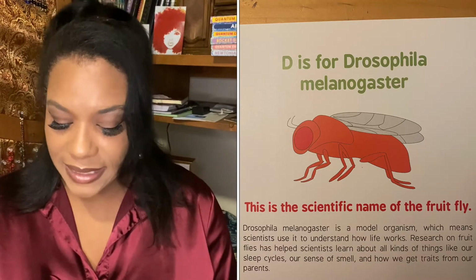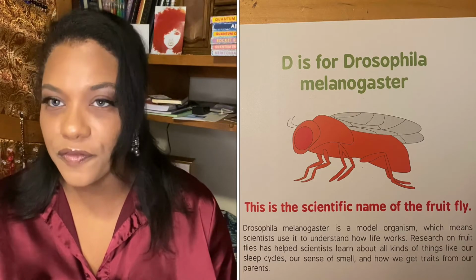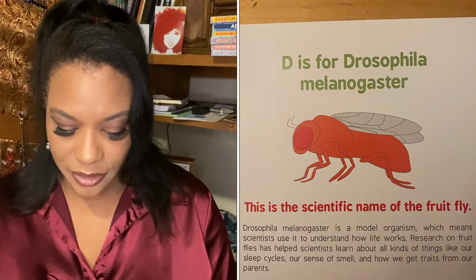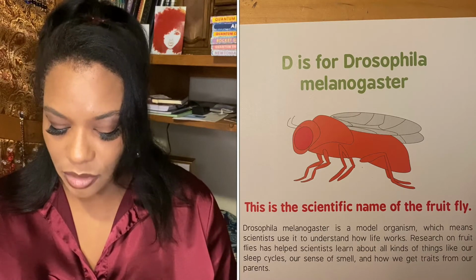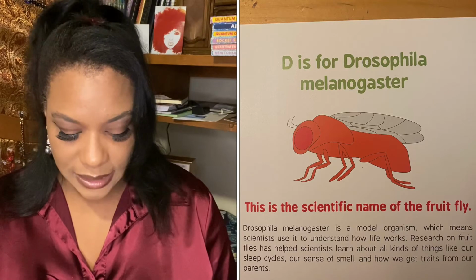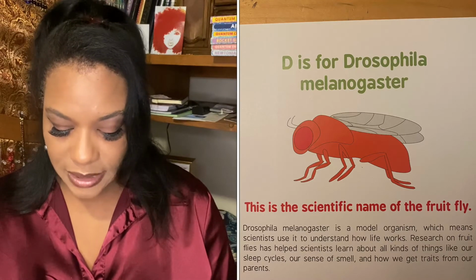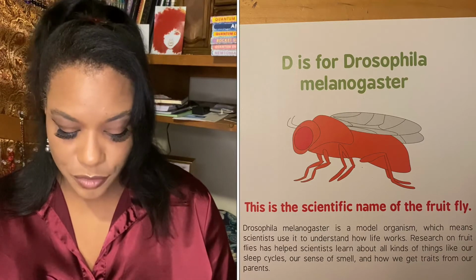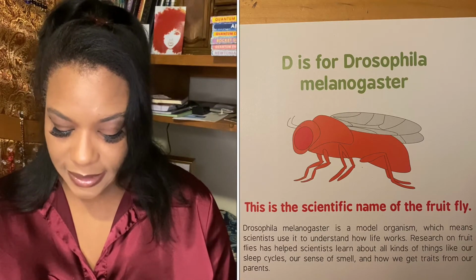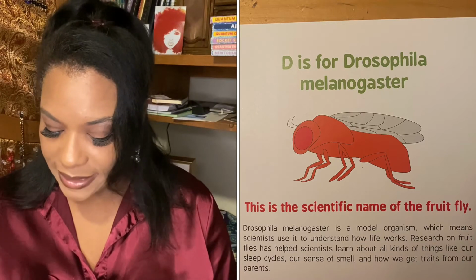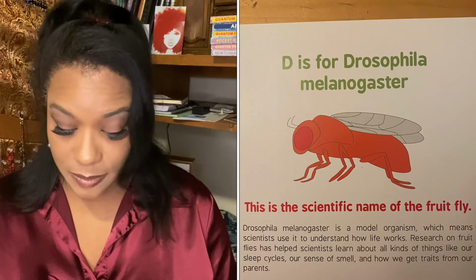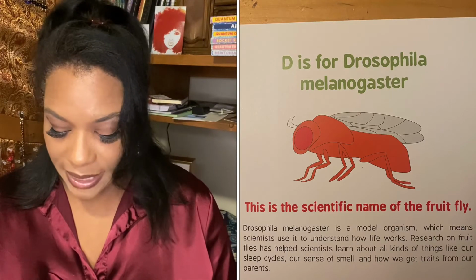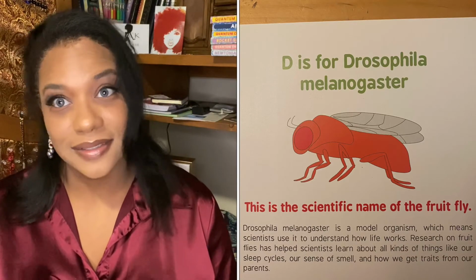This is the scientific name of the fruit fly. Drosophila melanogaster is a model organism, which means scientists use it to understand how life works. Research on fruit flies has helped scientists learn about all kinds of things, like our sleep cycles, our sense of smell, and how we get traits from our parents. Wow!